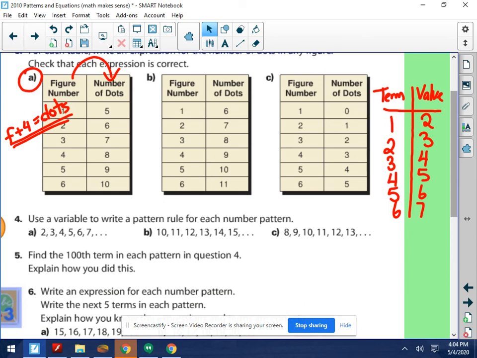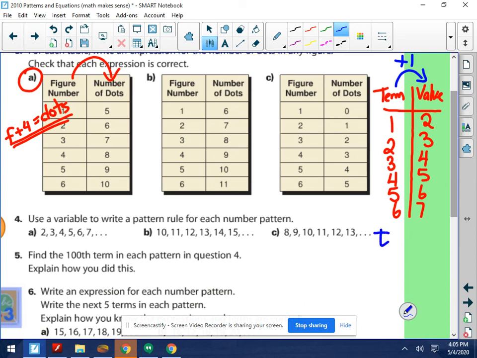What I have to do now is write a pattern rule. So I've got to come up with a relationship. What's that relationship? Well, it's plus 1. So to come up with an expression then, instead of term, I'd write down t, which means any of these numbers. T, think of my relationship, plus 1 equals value. So that's the answer for 4A. You go ahead and do 4B and 4C.